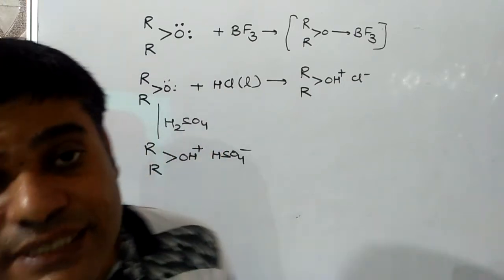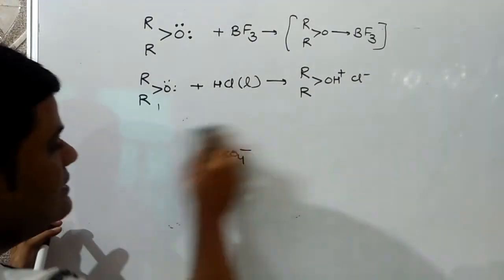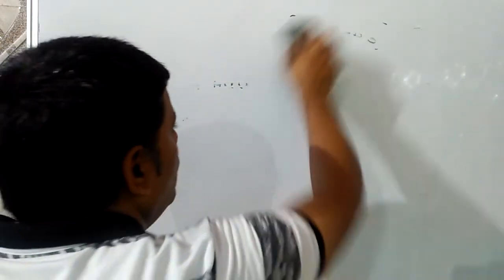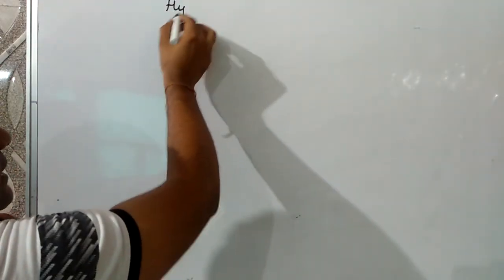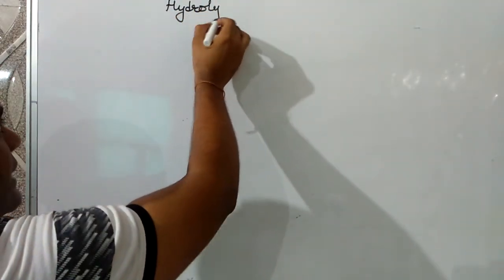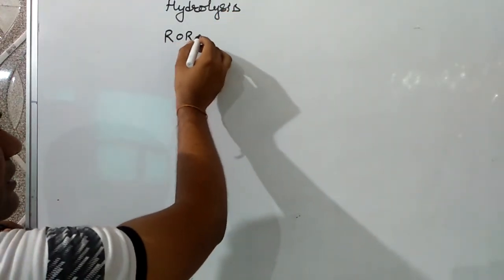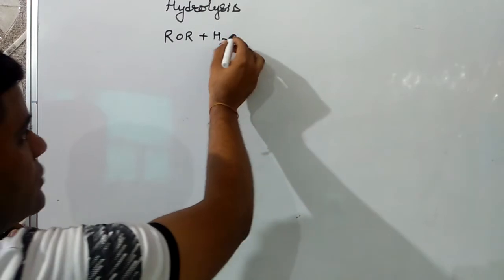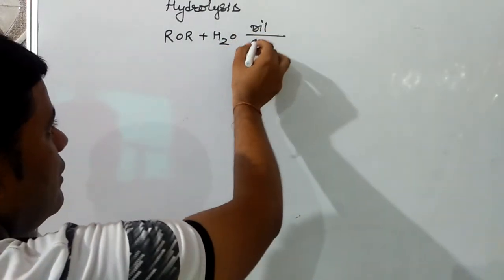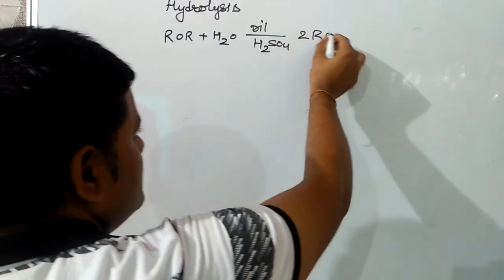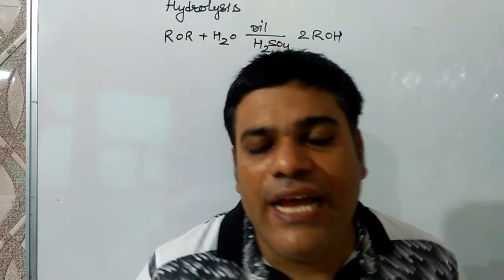Next will be reactions due to breaking of alkoxy linkage, which are very important ones. The first one will be the hydrolysis reaction. So here, ethers on hydrolysis with water in presence of dilute H2SO4 will give you alcohol as a product, 2 moles of alcohol as a product.